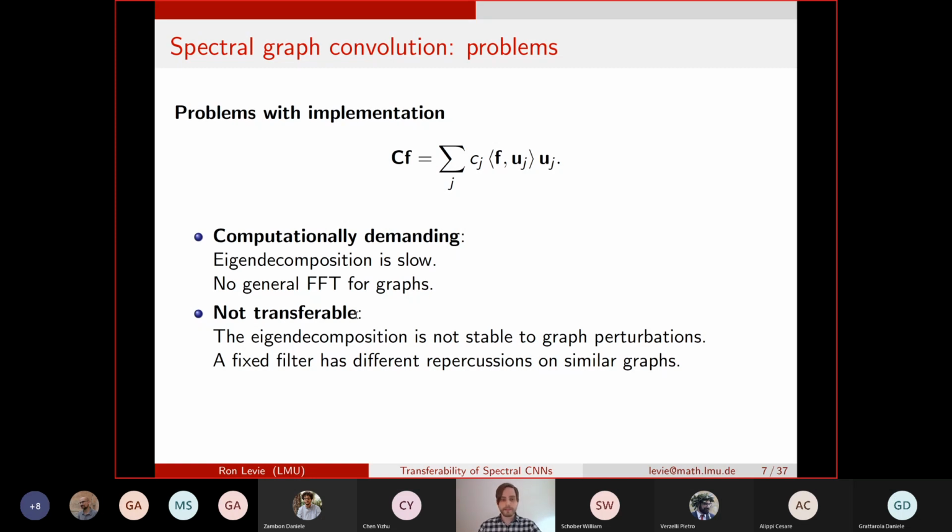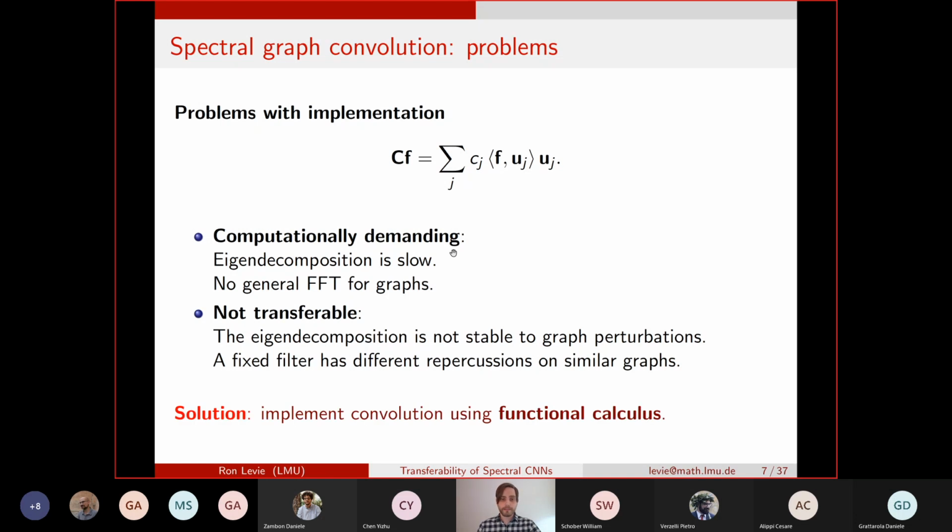Now, the problem is that eigendecomposition is not stable. If I take my graph Laplacian and perturb it a little bit, then the eigenvectors can change by much. And then the repercussion of the filter on the signal also changes by much. So I don't have transferability because I don't have stability.